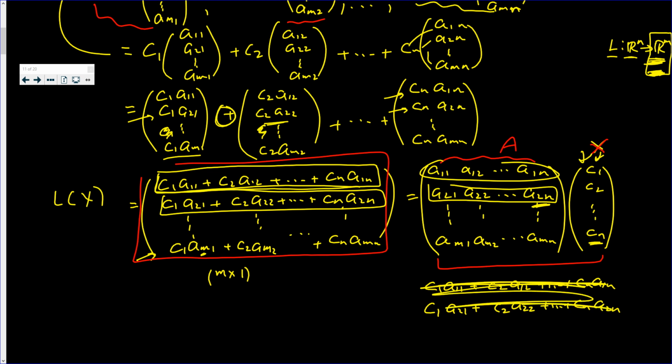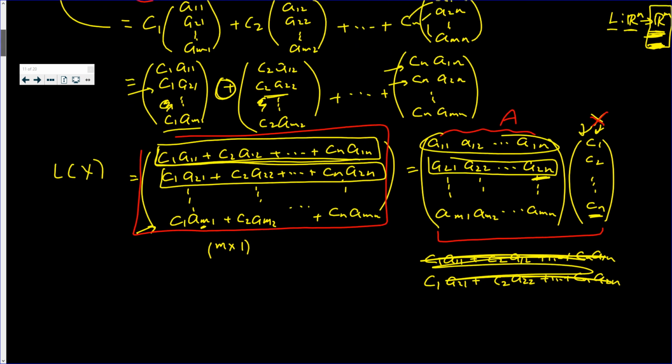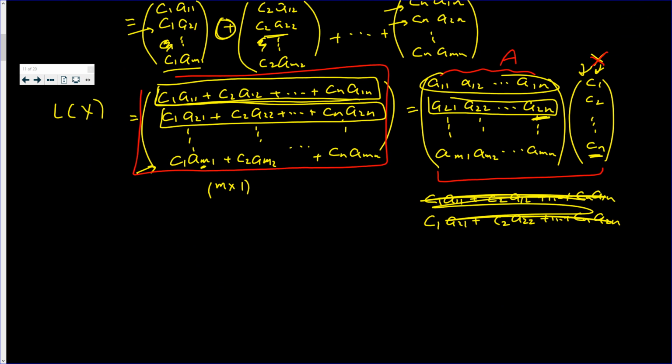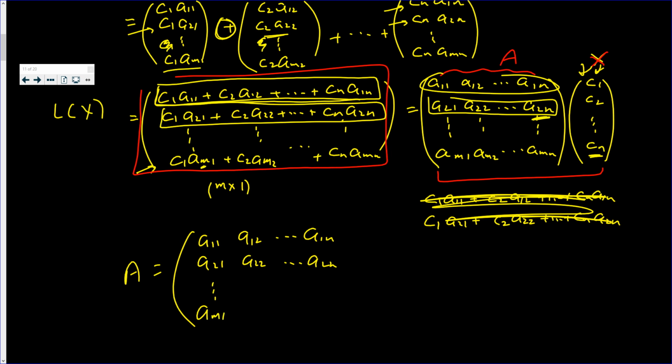So, we found our A. A is equal to the matrix with rows A11, A12, up to A1n, A21, A22, up to A2n, all the way down to AM1, AM2, all the way down to AMN. That's A. And you know what? It's the only one that we found.